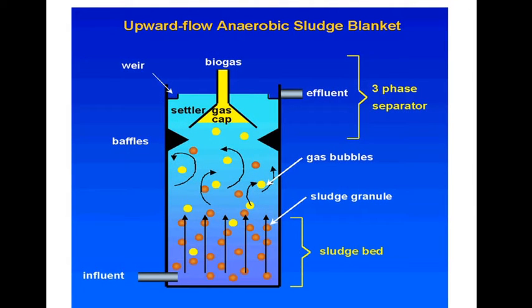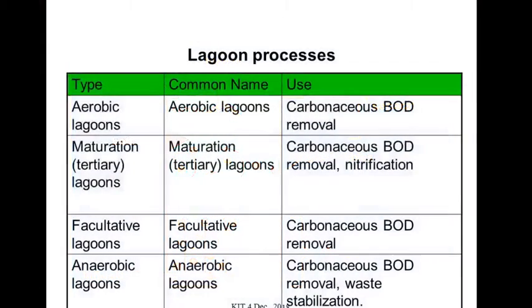This is the next, the upflow anaerobic sludge blanket, which we already discussed. The influent or wastewater is allowed to flow in, and it consists of sludge granules, sludge bed, gas bubbles, and gas cap. From that, biogas can be collected, and we can collect the treated effluent. That is the three-phase separator.